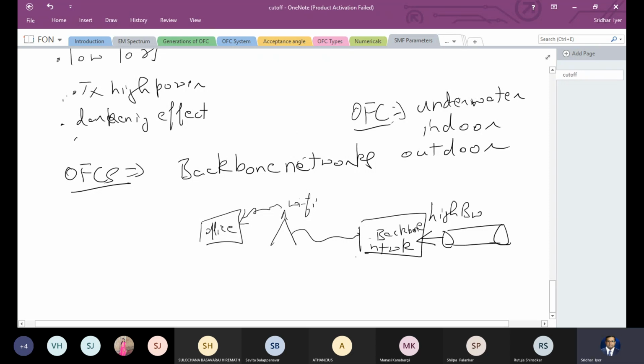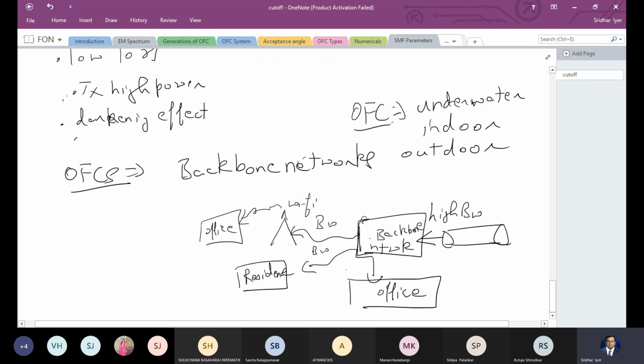So the optical fiber is going to provide very high bandwidth. Now this backbone network is going to get as the input this very high bandwidth, and now it is going to distribute this very high bandwidth to various applications. So one application is an office, the other application could be a residence, the other application could be another office, then different residences, educational institutions, so on and so forth, right? So this very high bandwidth gets split into different types of bandwidth, right? So backbone network will always have the OFC, because OFC will provide very high bandwidth.